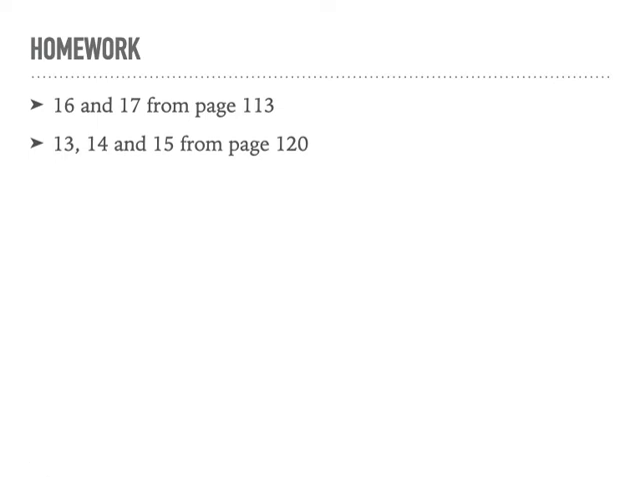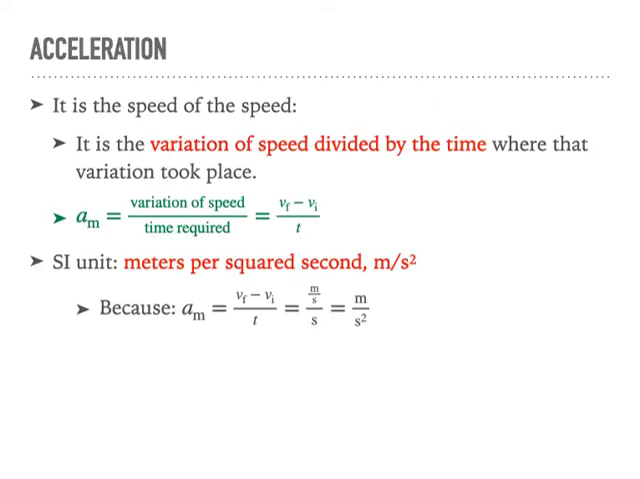Last homework, and we are going to continue with some important parameters in motion. Today we're going to talk about acceleration, and you have used this term, I'm sure, but we're going to see what it means physically, and it is the speed of the speed. So what we mean by that is that this is the variation of the speed divided over time.